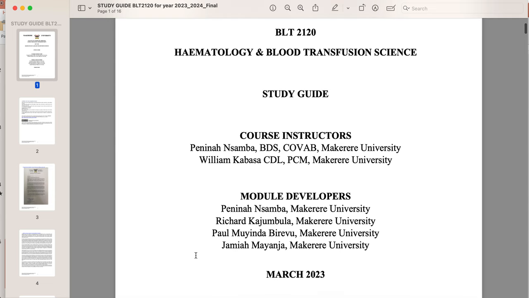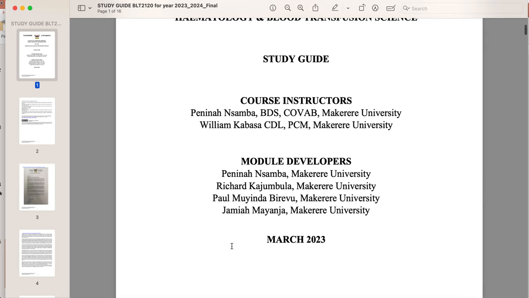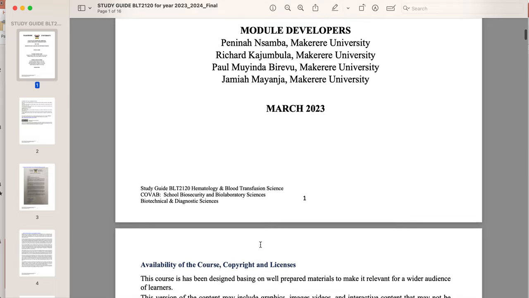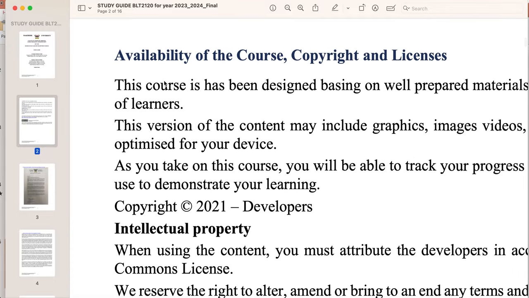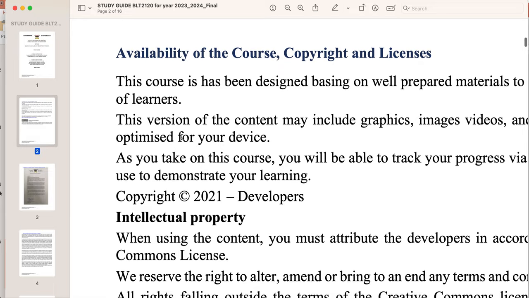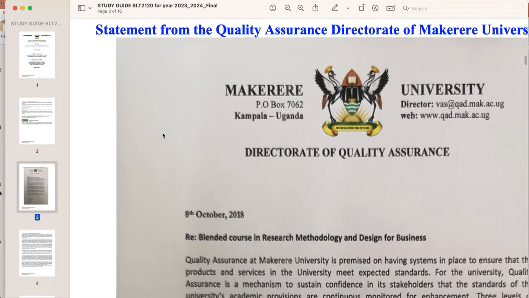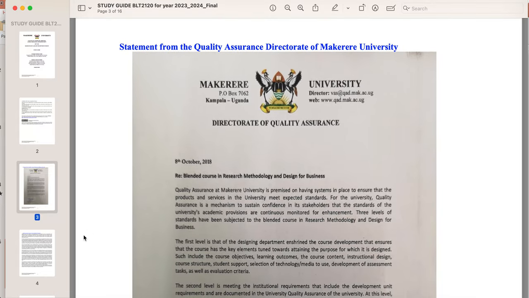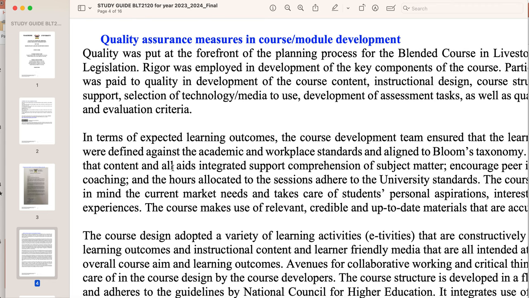We also acknowledge the module developers who helped us get the module into an online format. We've got the date, the date when the study guide was produced. And after that, there's a statement on the availability of the course and copyright licenses. This is a template that is given to you. The next page gives us a statement from Quality Assurance Directorate, Makerere. The next page talks about the quality assurance measures that we have put into place during the module or course development.